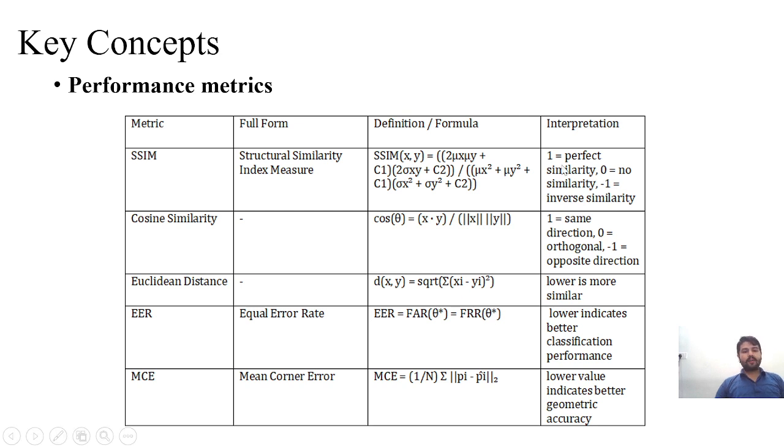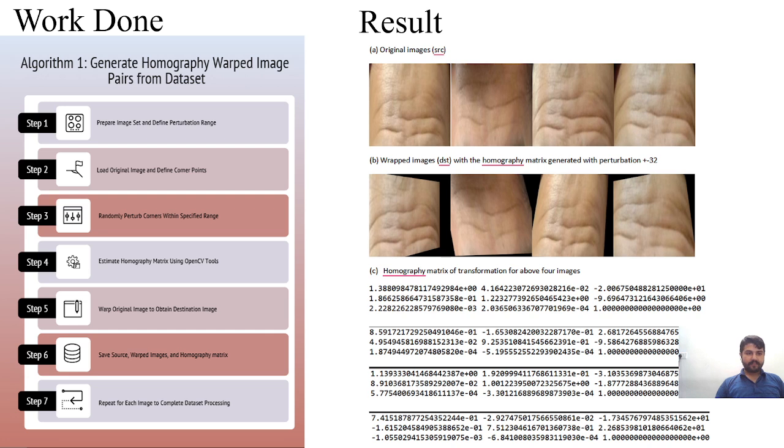Next is the EER, equal error rate. It is the value at the threshold where the false acceptance rate and the false rejection rate are equal. A lower value of this rate indicates better classification performance or better system performance. Next is the mean corner error. A mean corner error basically measures the geometrical accuracy. It finds the transformation, that is, how the corner points are shifted from their exact location to another location after performing some operation.